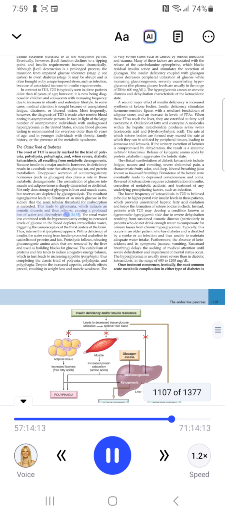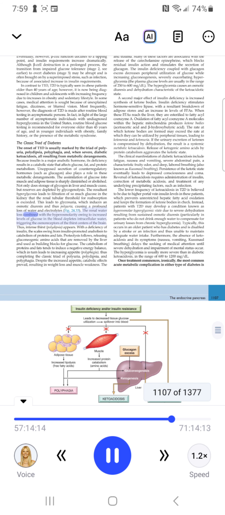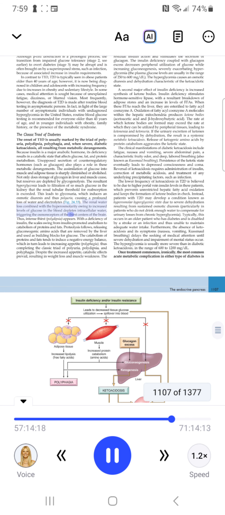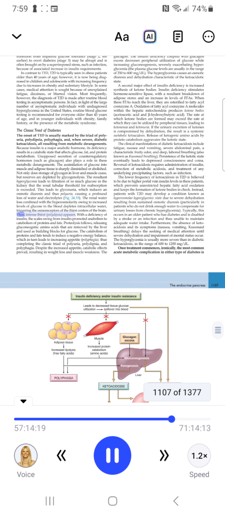The renal water loss combined with the hyperosmolarity owing to increased levels of glucose in the blood depletes intracellular water, triggering the osmoreceptors of the thirst centers of the brain. Thus, intense thirst (polydipsia) appears.